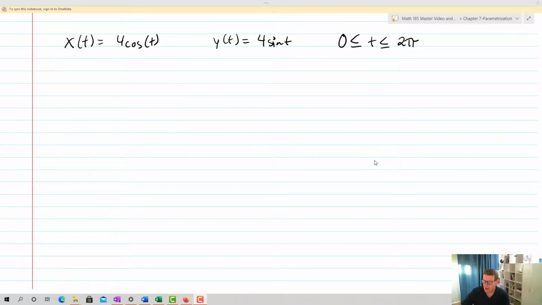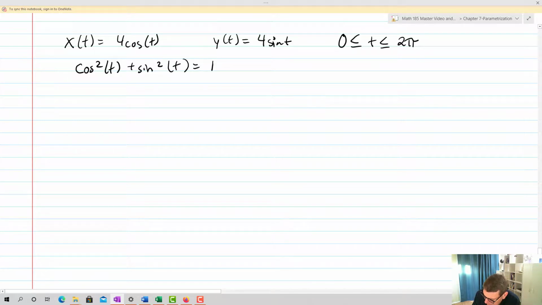So instead, what we're going to do is utilize one of the Pythagorean identities. We're going to utilize the fact that cosine squared t plus sine squared t equals 1. It's a really handy little fact. So cosine squared t plus sine squared t equals 1.